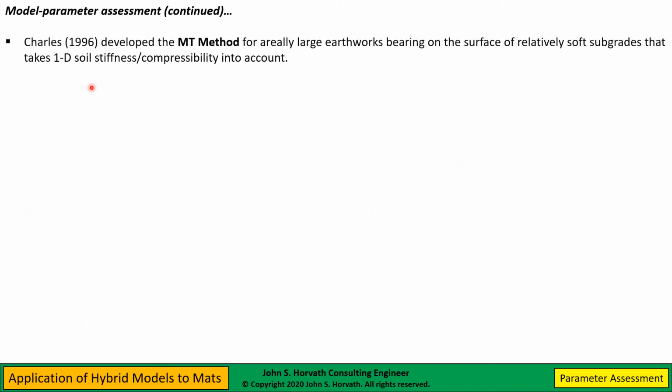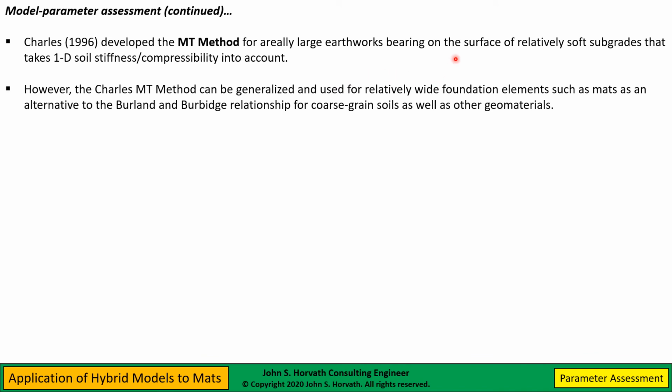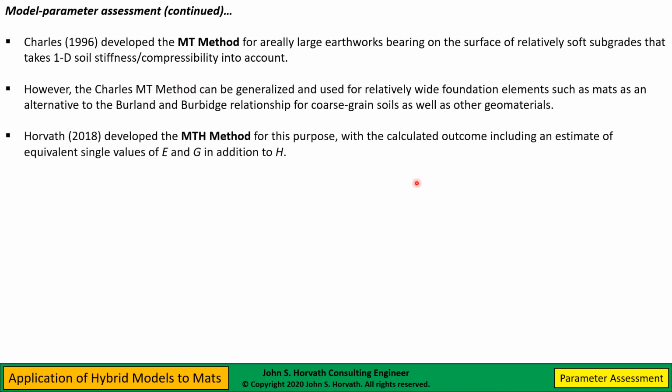this is a nice little paper that Charles published in Geotechnique in 1996 called the MT method. Now, he was interested in large earthworks on the surface of relatively soft subgrades to show this significant stress depth, if you will. I found that it can be generalized and used for large foundation elements such as mats as an alternative to the Berlin and Burbidge empirical relationship for coarse grained soils. And I call this the MTH method. I talk about it in this reference here that I'll give you at the end.